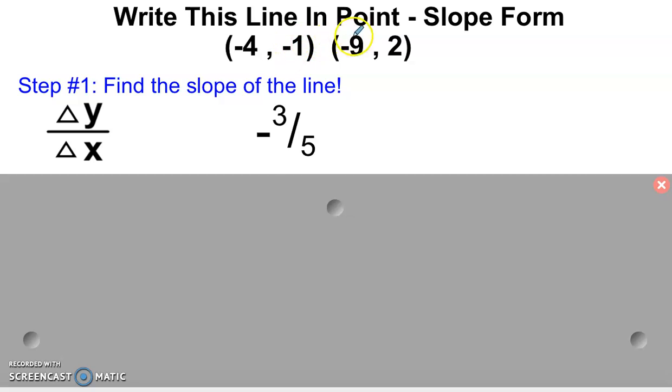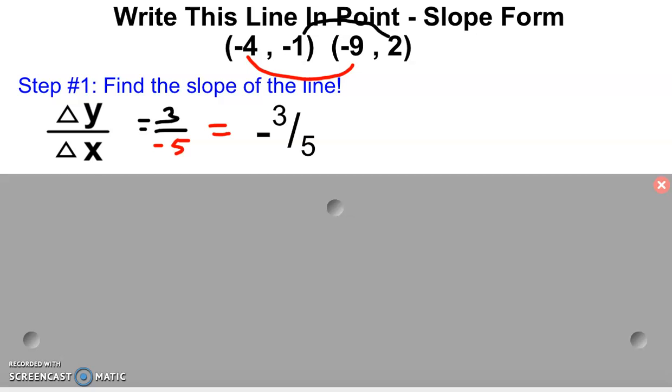So my y is going from -1 up to +2. That's +3. And then my x is going from -4 down to -9. That's going down 5 slots. So my slope is then -3/5.